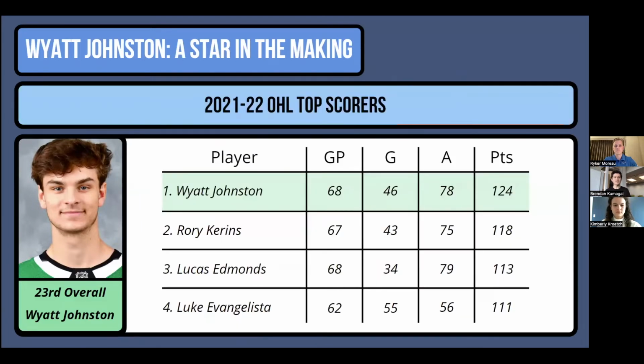When Dallas picked him 23rd overall, it was thought to be a bit of a reach by draft experts. However, a year later, Johnson is looking to be an excellent pick, as he followed up his draft year with an exceptional performance, leading the OHL in scoring. Let's assume that Dallas really believed that Johnson was a star in the making prior to the draft.